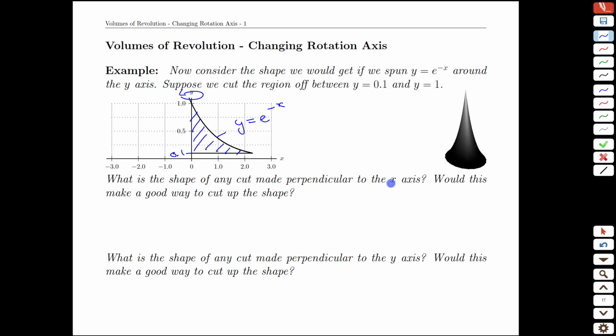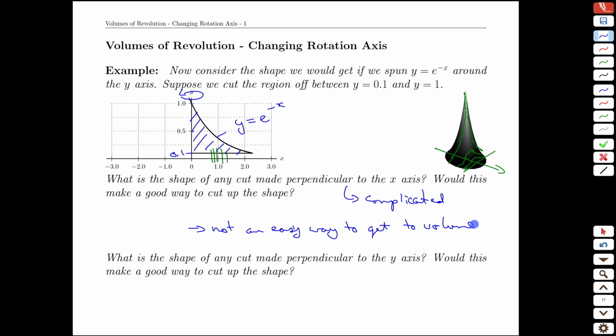What is the shape of any cut made perpendicular to the x-axis? So that would be any cut this direction. If we expand that out and look at it in 3D, that would be a cut in this direction, and that would look something like a little hump there, maybe something a little steeper, or if you go to the middle point, it would be this sort of peak shape. The upshot of which is this shape would be complicated and not something that we have formulas for, which implies not an easy way to get to volume. So in that scenario, we should probably try something else first.